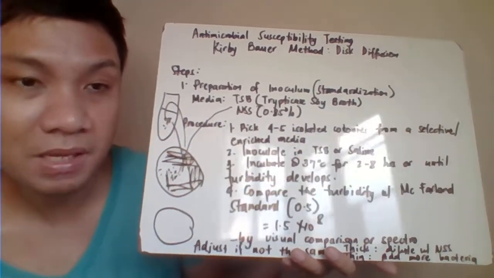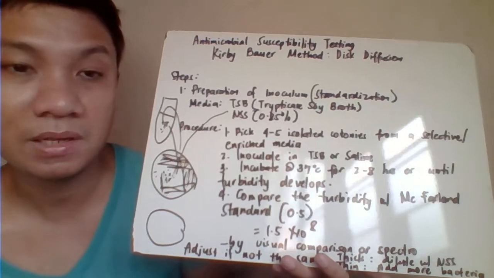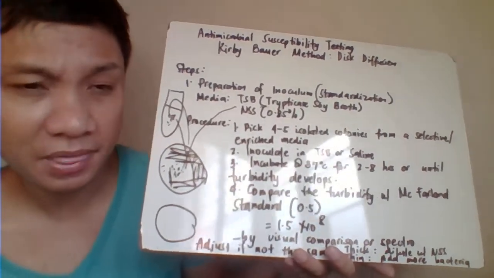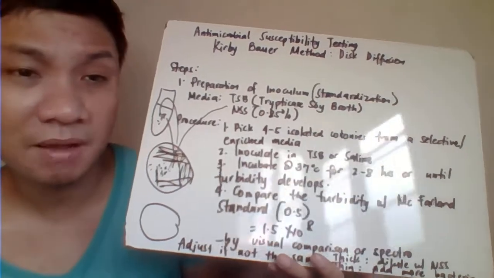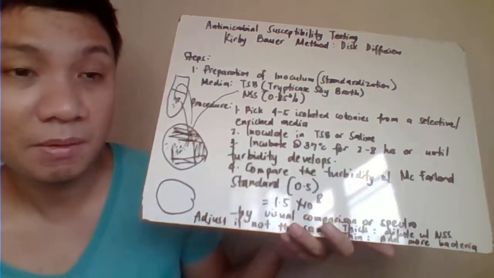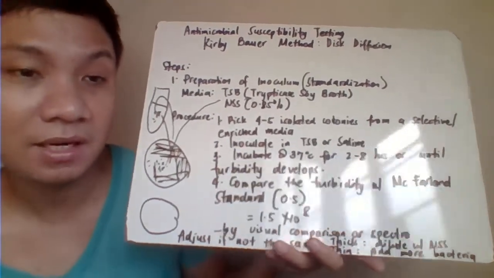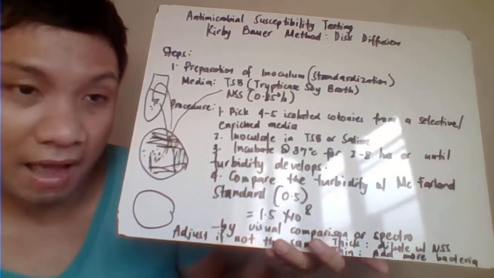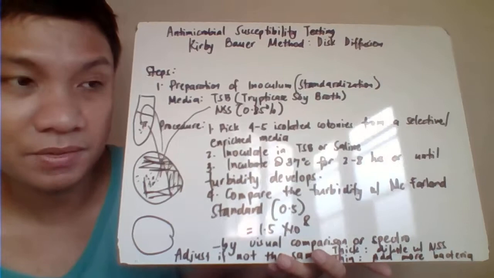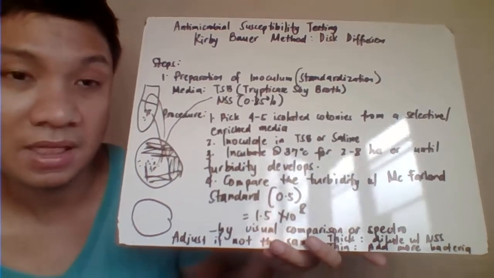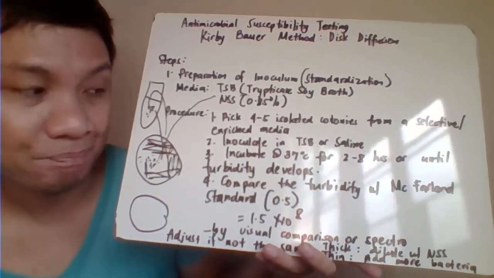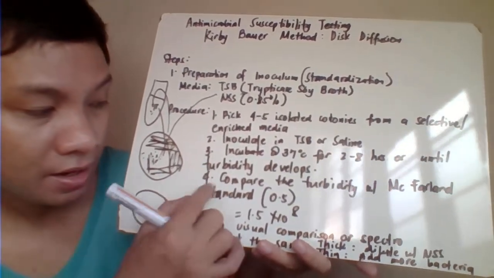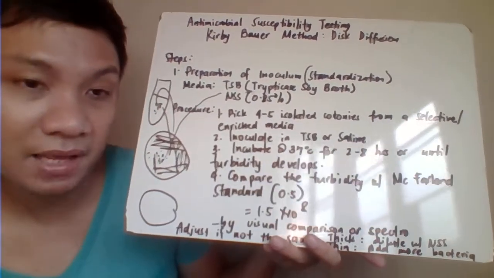Pag nag-turbid na siya, what you're going to do now is to standardize your inoculum. Hindi tayo pwede na sobrang thick ang inoculum natin, sobrang dami na bacteria natin, or hindi rin pwede na sobrang thin ang ating bacteria or inoculum natin or kulang ang bacteria natin. It will have an effect with your antimicrobial susceptibility testing with your different antibiotic discs mamaya. So with that, we need to standardize by comparing with our 0.5 McFarland standard.